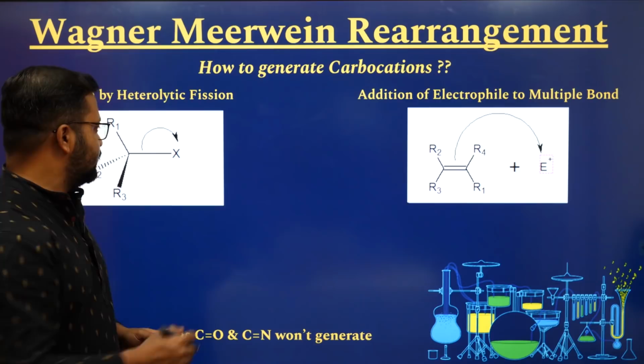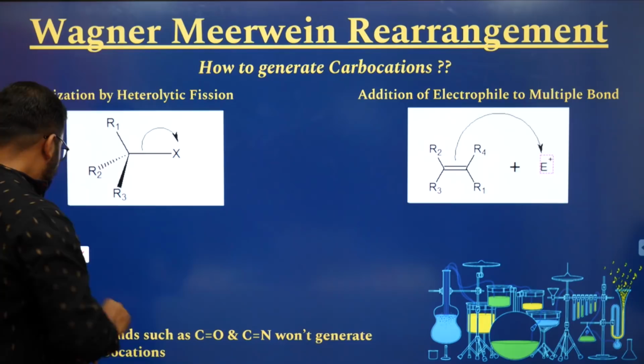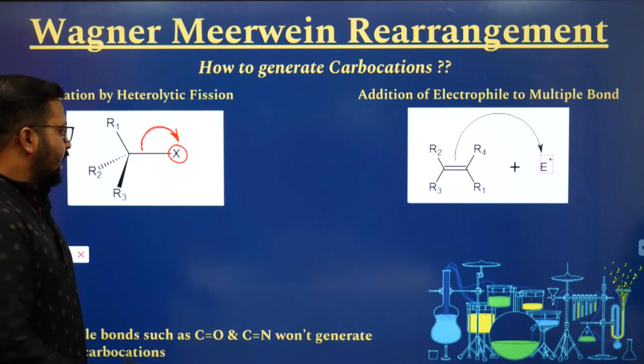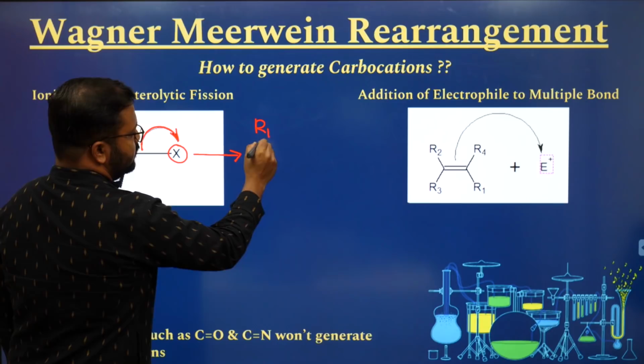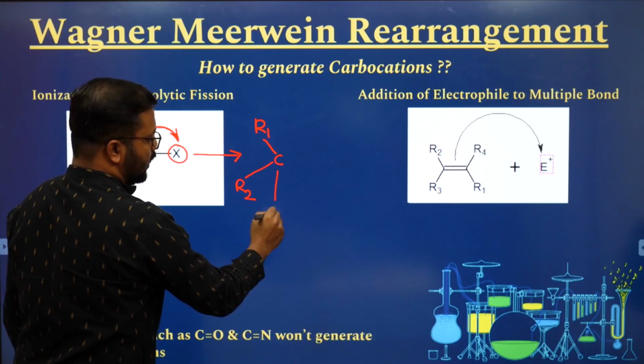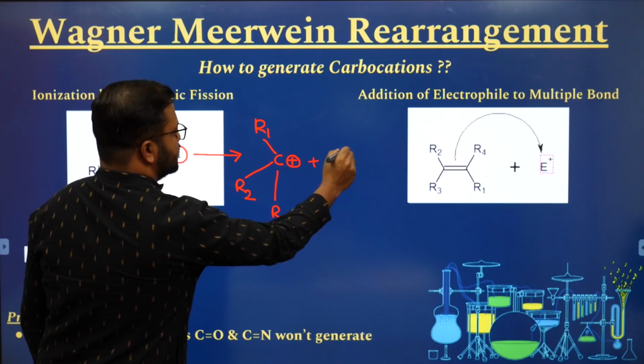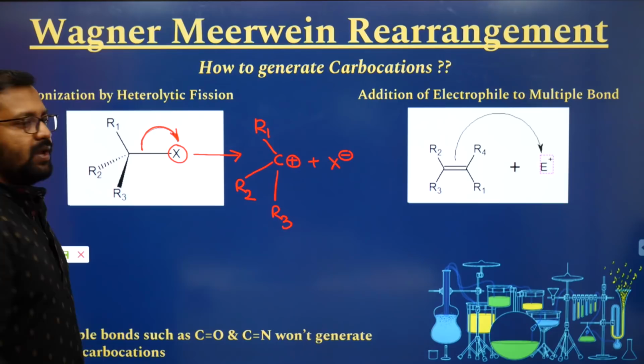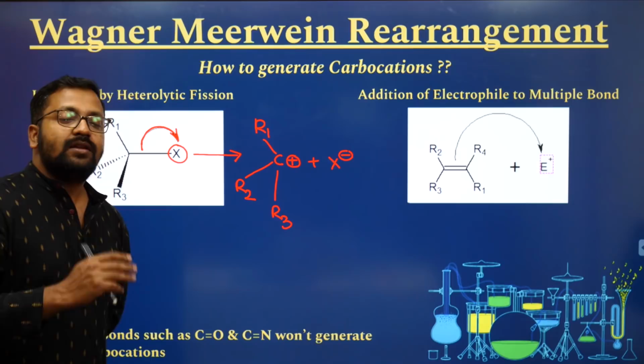Now see, just a moment. In this X, we can see that the electrons are moving towards X, and if this happens, what will be generated? R1, R2, R3 with a positive charge, and X minus will be given out. Now let's say this fission takes place. What can be the various species which, if connected to carbon, may result in the formation of carbocation?